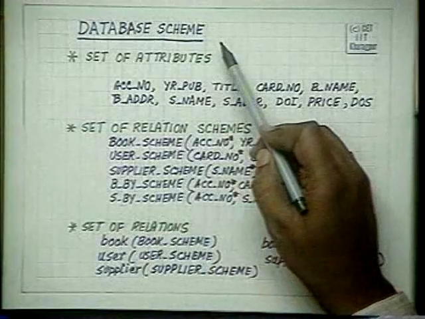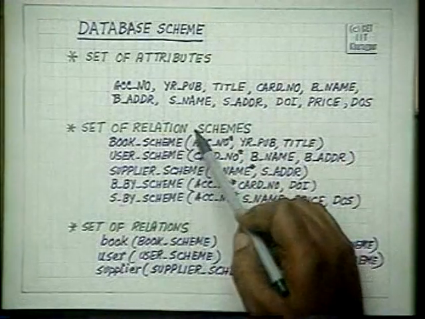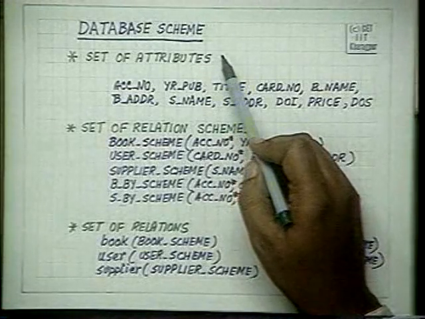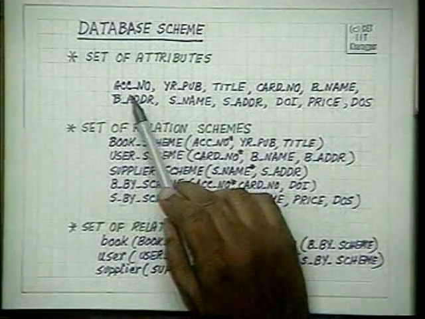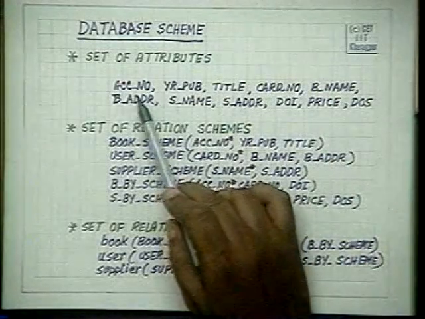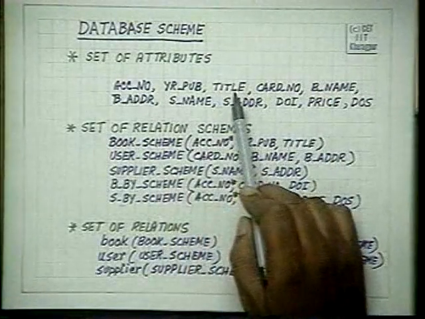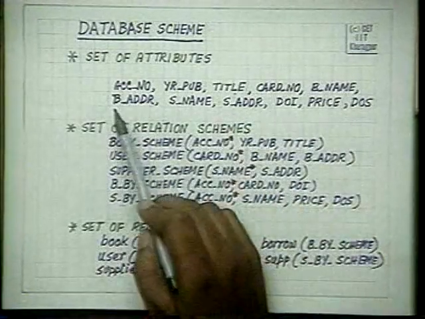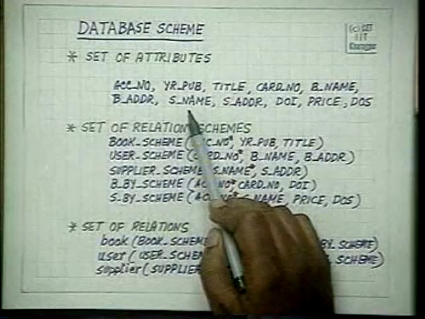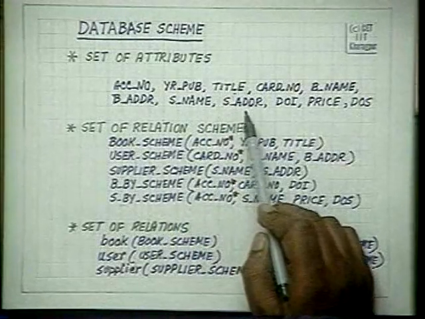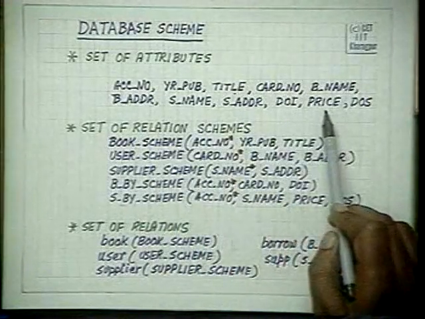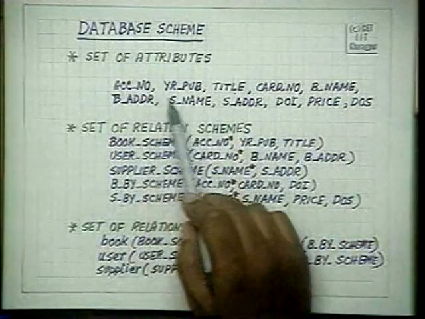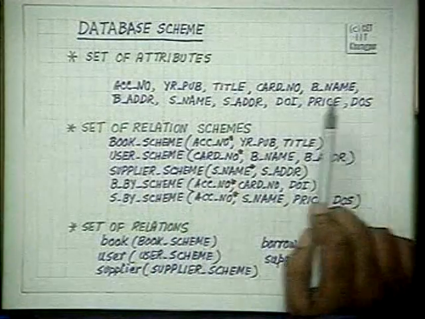A database scheme consists of 3 quantities. It consists of a set of attributes. In our library system, the attributes are accession number, year of publication, title, card number, borrower's name, borrower's address, supplier's name, supplier's address, date of issue, price and date of supply. So all the attributes must be specified first.